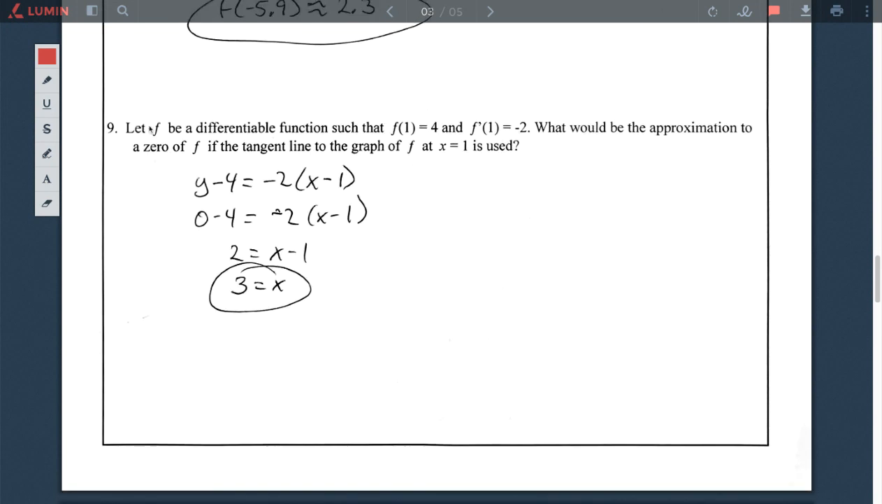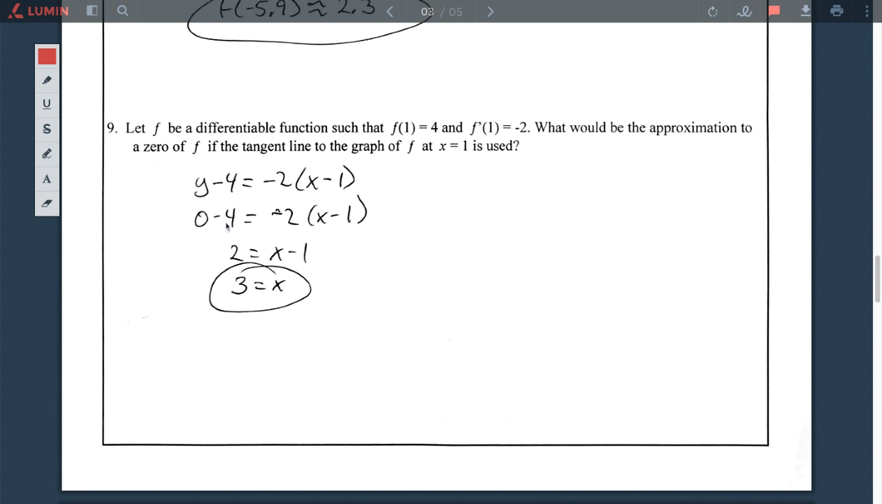All right, number 9 is slightly different. It gives me the x and the y here. It gives me the instantaneous rate of change at 1. But this time we're going to use it to approximate a 0. So y minus my y value, slope, x minus my x value. But this time, instead of plugging in an x value, we want to approximate a 0. So that means we're going to plug 0 in for y.